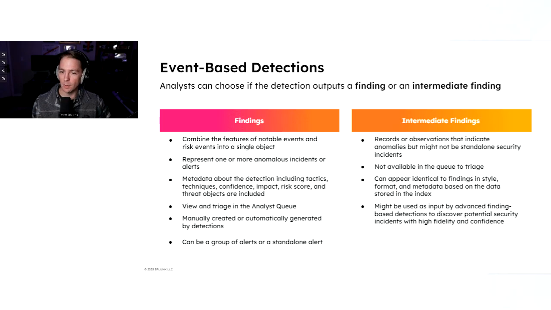So it's a great example of, I wouldn't want my SOC to immediately triage and investigate that, but I want to make a record of that so that I can then bubble it up through risk and other cool things like finding-based detections. Intermediate findings are not available in the queue to triage, but they can look identical to findings when we are looking at that data in the index. And then, as I mentioned a moment ago, we can bring those into FBDs to really highlight a bubbling up of, none of these hit this organic threshold or this solidified threshold, but combined, it's more than the sum of its parts, and there's probably something going on here.